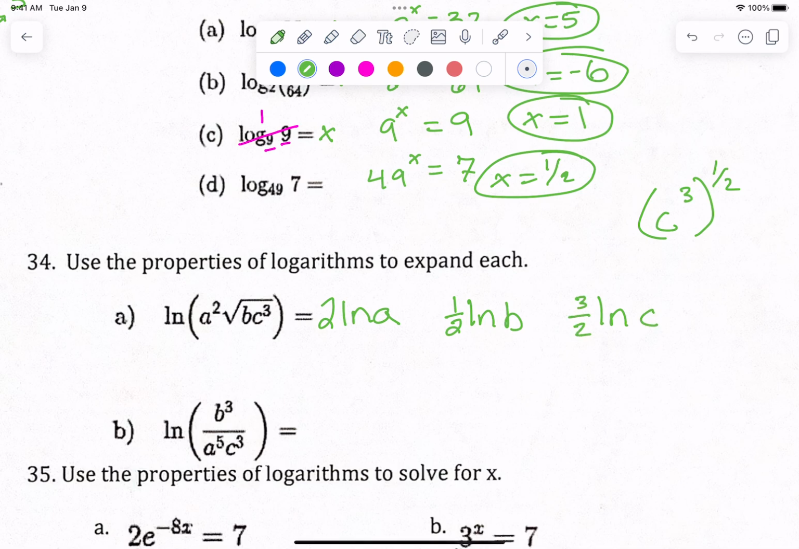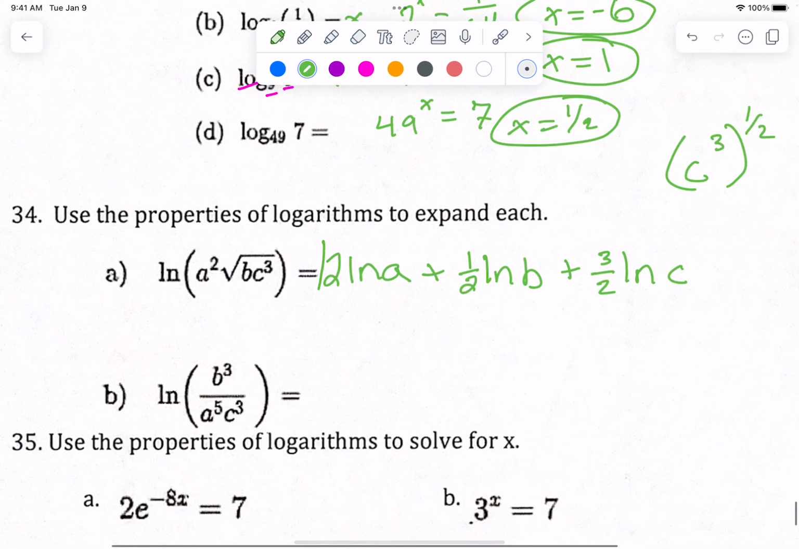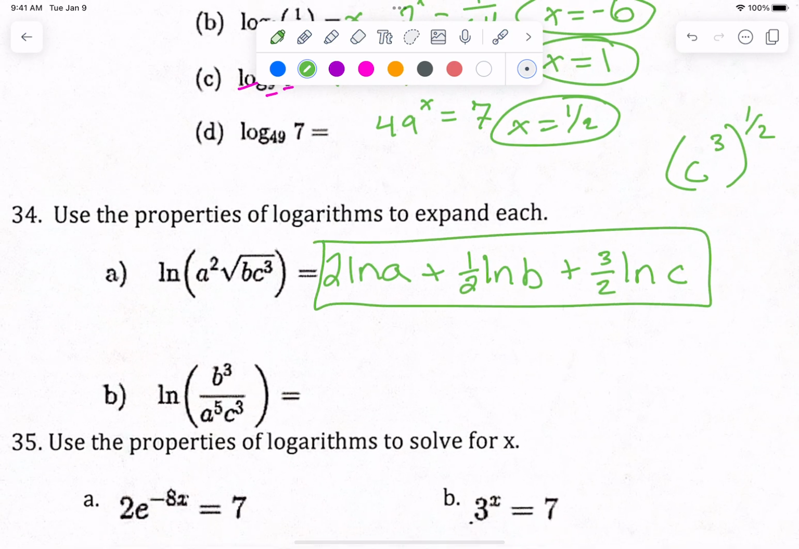Was that too fast? Yes. So that's the answer? Okay. That's all pluses because we're multiplying.